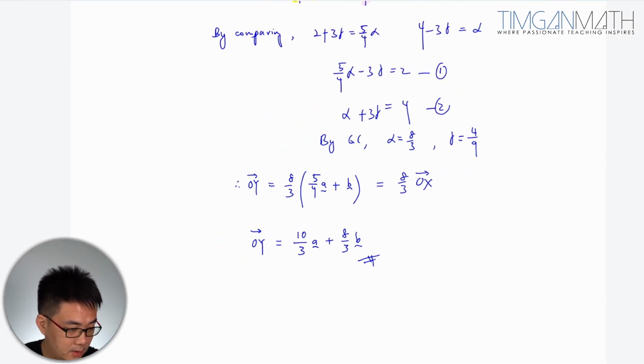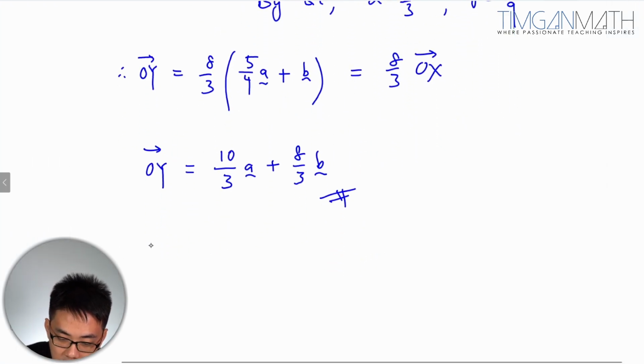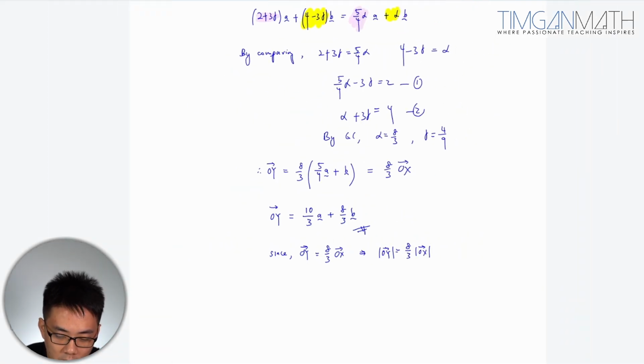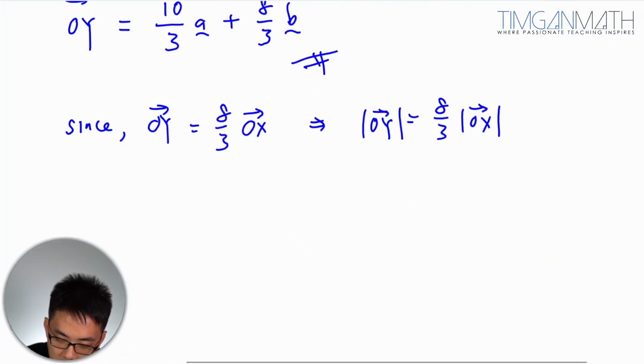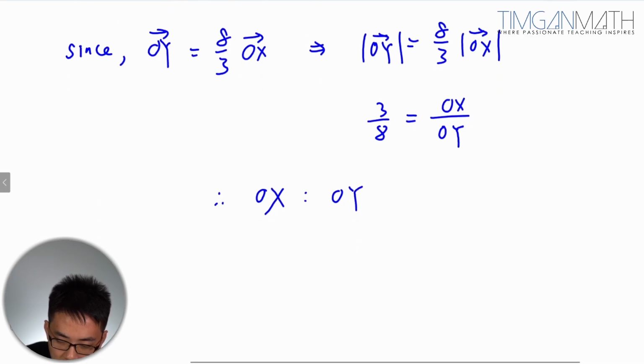Alright, that's 1. Then we know that since OY is equals to 8 over 3 OX, okay, you know that OY, if you mod both sides, will just be 8 over 3. You can't really divide vectors, okay? So once you divide it, we can actually divide OX to OY. So 3 over 8 is equals to OX to OY. OX to OY is just 3 to 8.